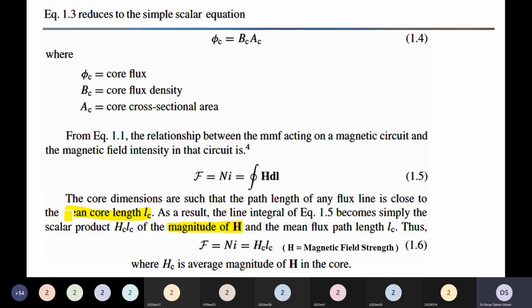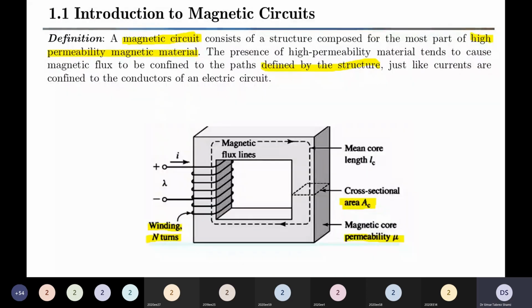Let us go back to our diagram. In this diagram, here is the mean core length. This is LC. What is LC? LC is the average distance covered by the flux in our magnetic material. So LC represents the mean or average length covered by the flux in the magnetic material.